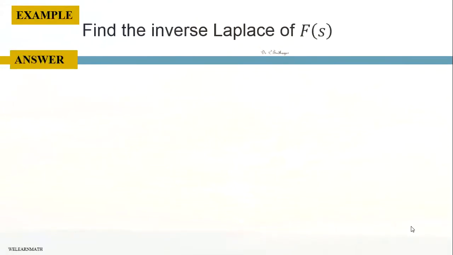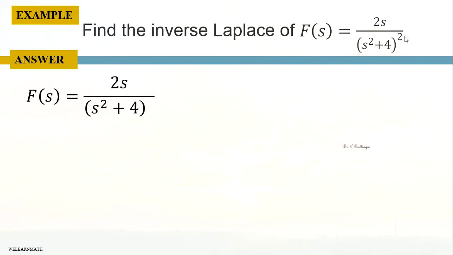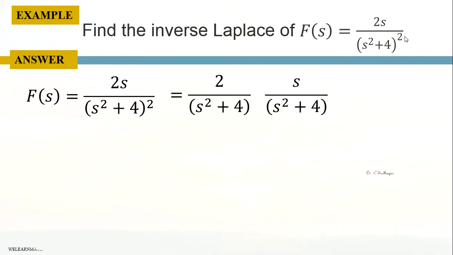Find the inverse Laplace transform of F of s equal to 2s divided by (s square plus 4) whole square. The very first thing is, why are we going to use the convolution theorem? Here, for (s square plus 4) whole square, there is no direct rule to find the inverse transformation. But if you convert it into two small parts, first we can take 2 divided by s square plus 4, and second you can take s divided by s square plus 4.